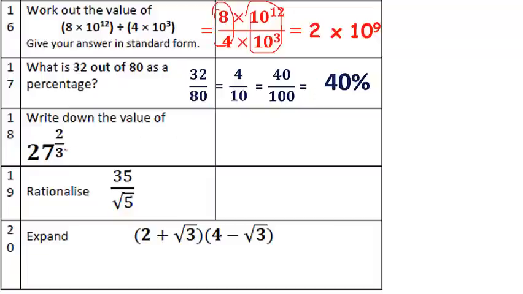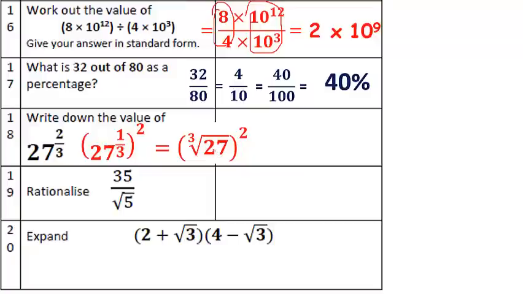Question 18. 27 to the power of 2/3. Now this is a high level question, but you simply need to split up that fraction 2/3 into 1/3, which stays inside the brackets, the bottom thing, so 1 over 3, and the 2 goes outside. Okay? Anything to the power of a third means cube root it. So I'm going to cube root 27. What three same numbers times together to give you 27? Well, we should know that it's 3.